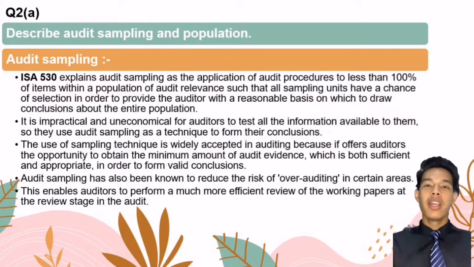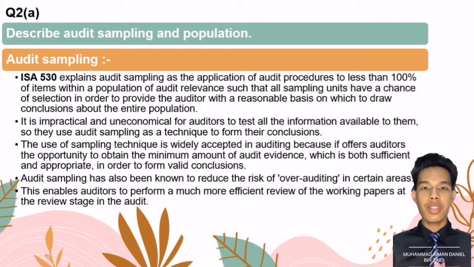Hello everyone. I will explain about the audit sampling and population. Audit sampling. Based on ISA 530, audit sampling is explained as the application of the audit procedure to less than 100% of items within a population of audit relevance, such that all sampling units have a chance of selection in order to provide the auditor with a reasonable basis on which to draw the conclusion about the entire population.